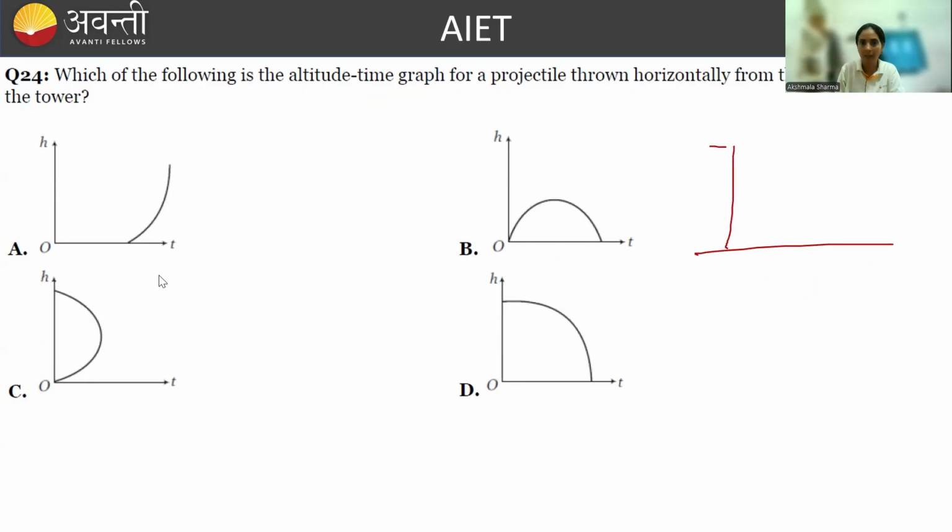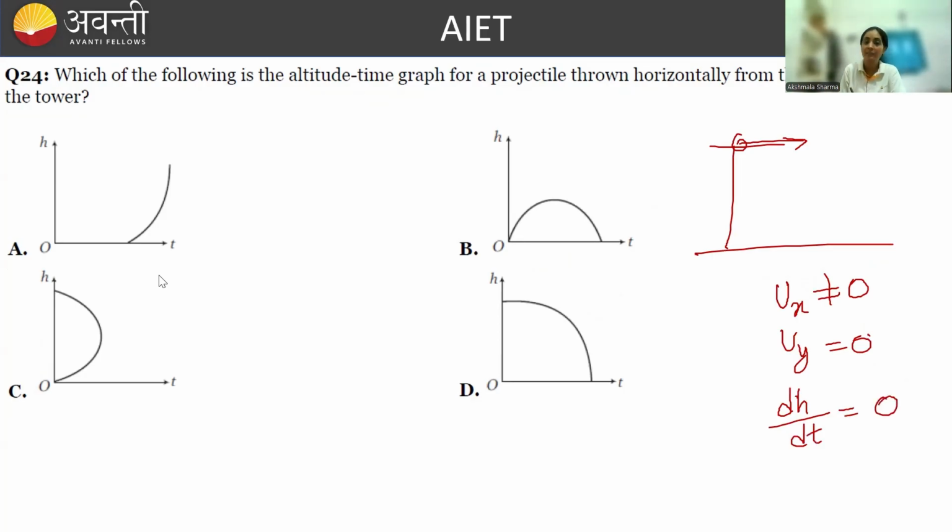So suppose this is the tower and you are throwing a ball horizontally. So its initial velocity is in the horizontal direction. This is not 0, but the initial velocity in the y direction is what? It is 0. So here we need to write it is 0. Now uy can be written as dh by dt. So dh by dt is 0.